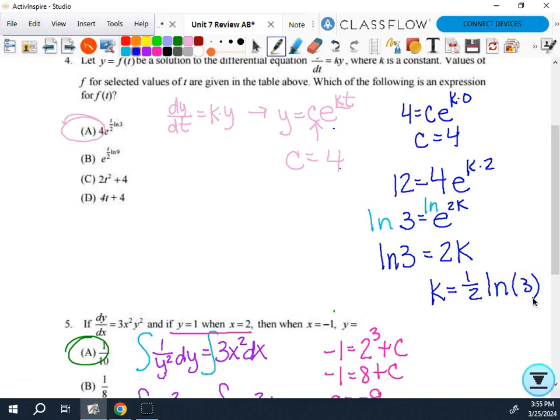So when I go back over here to substitute it in, I get y equals C, which is 4, times e to the K, which is 1/2 times the natural log of 3 power, times t, and that's where this actually comes from. So I just felt like I should go back and actually show you how to get those numbers and not just assume that all questions would be that simple for you. So there you go. You can come see me during math time if you have questions.